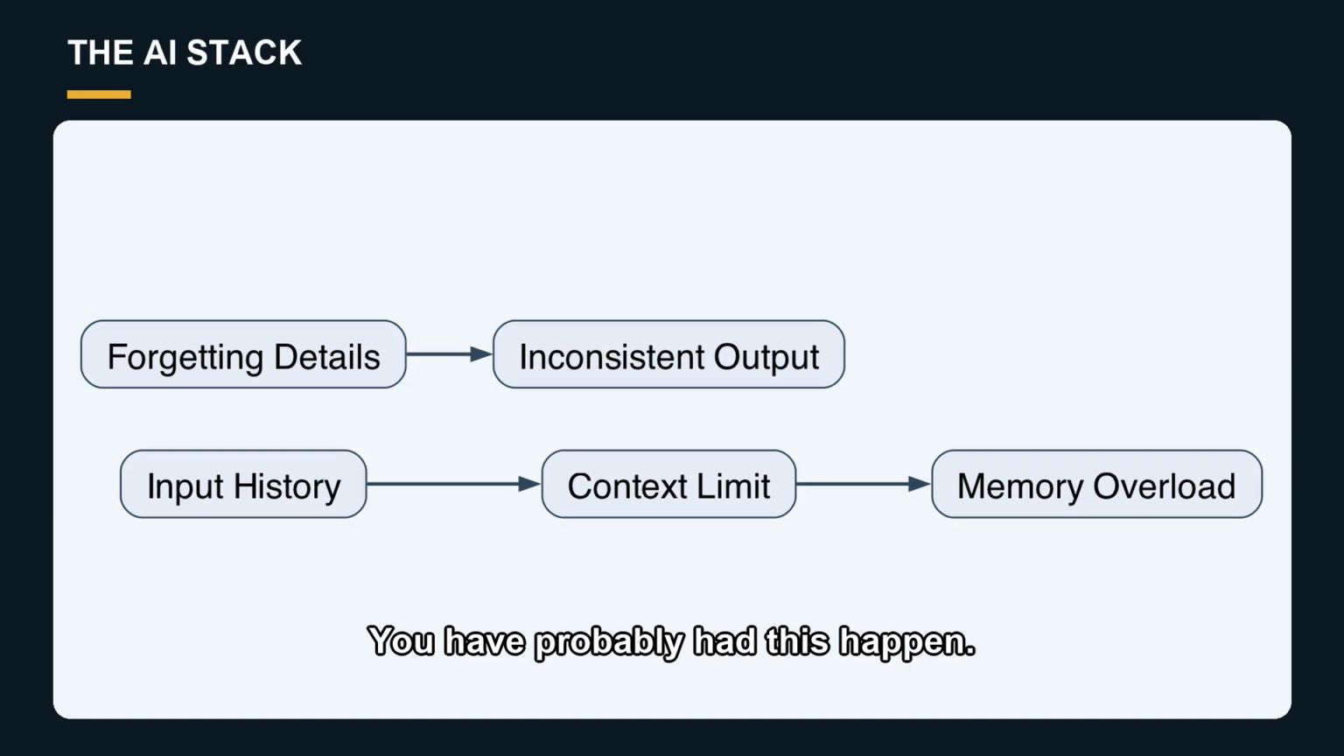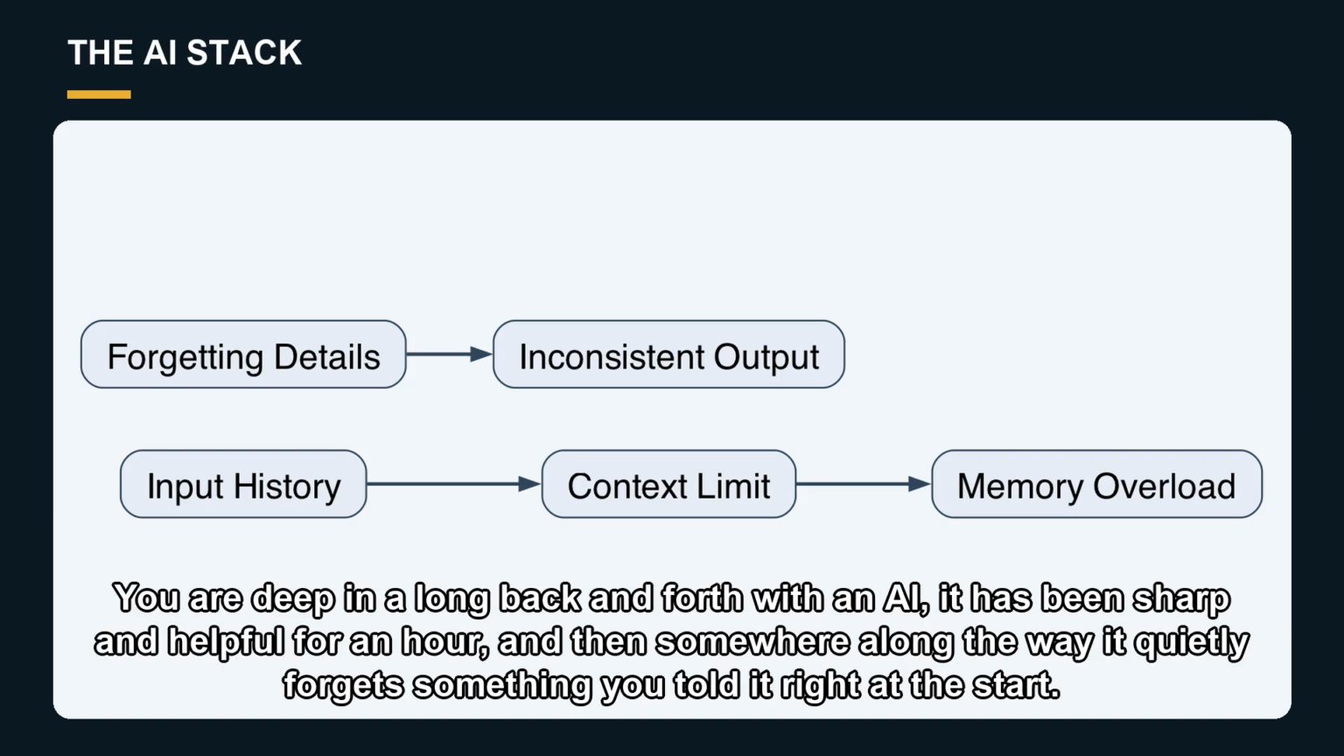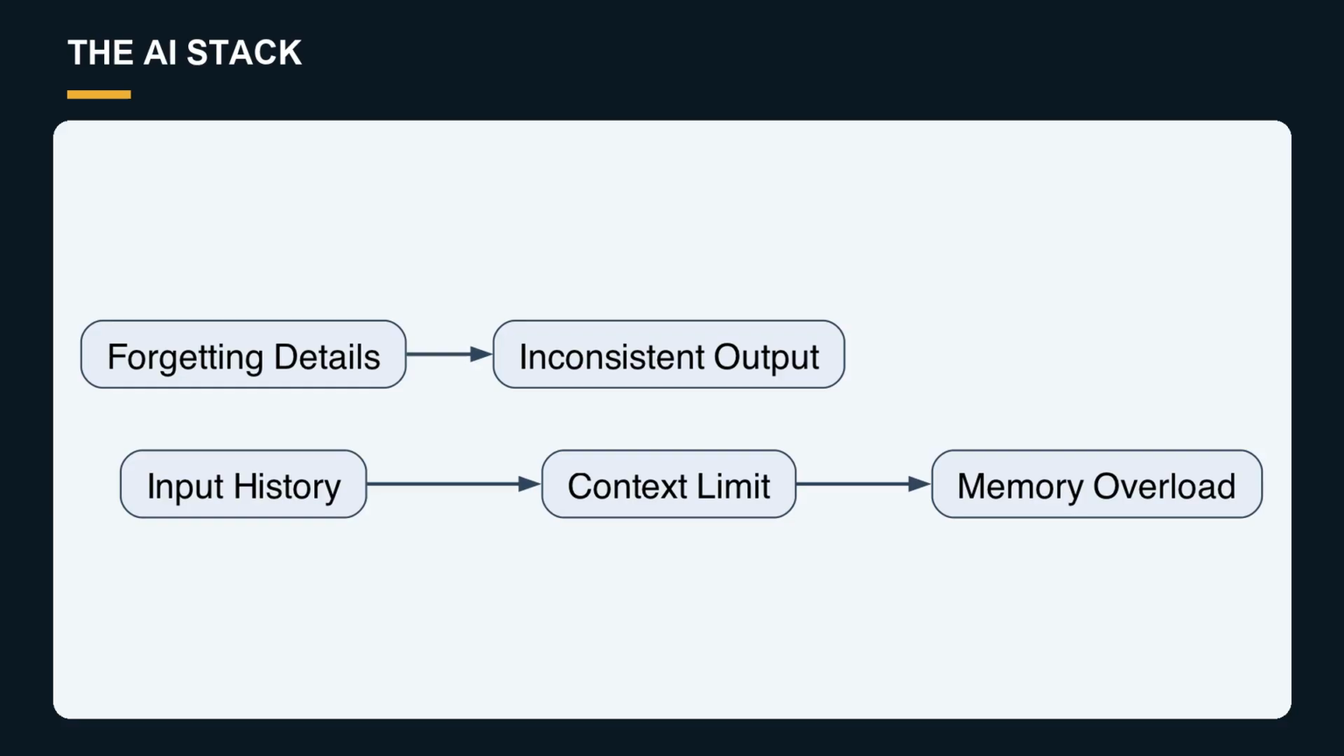You have probably had this happen. You are deep in a long back and forth with an AI. It has been sharp and helpful for an hour, and then somewhere along the way it quietly forgets something you told it right at the start. Your name. A rule you set. A file you pasted in.